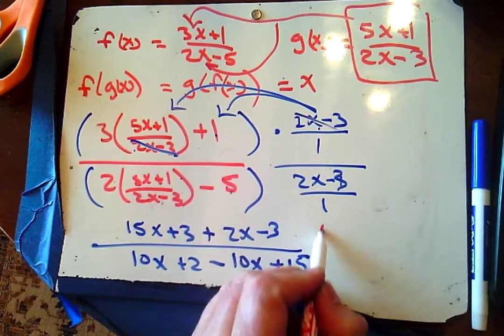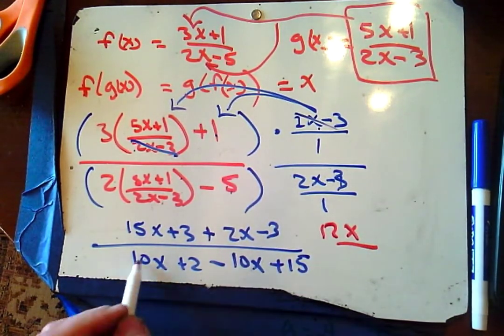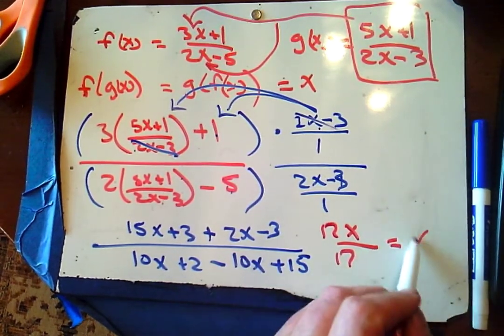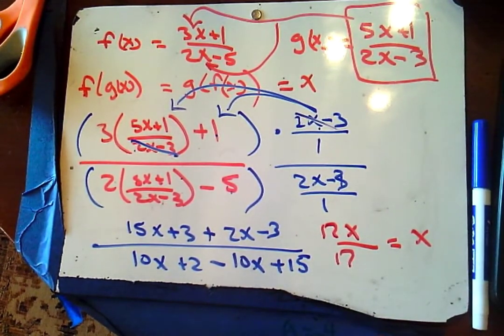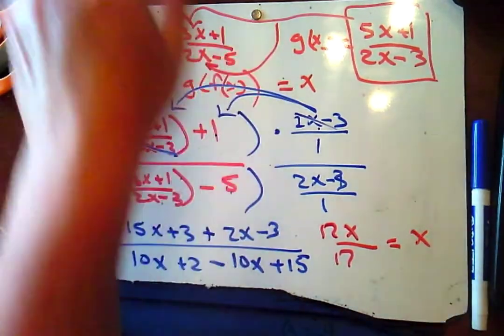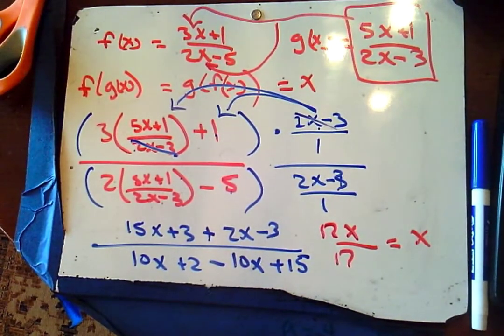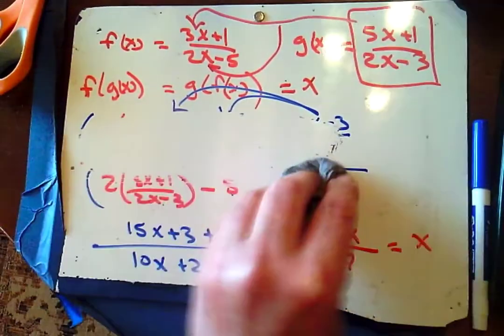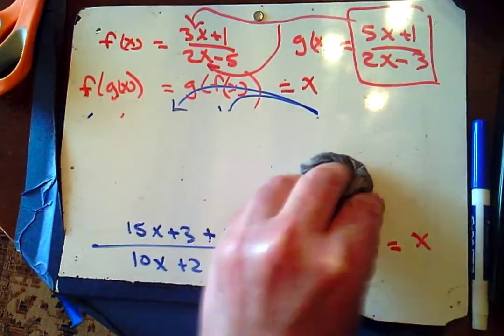So I got 17x over here, and I get 17 on the bottom. The 17's cancel, and I get x. Son of a gun. These are inverses of each other. Well, I don't know that yet. I did f of g of x, but now we need to do g of f of x.